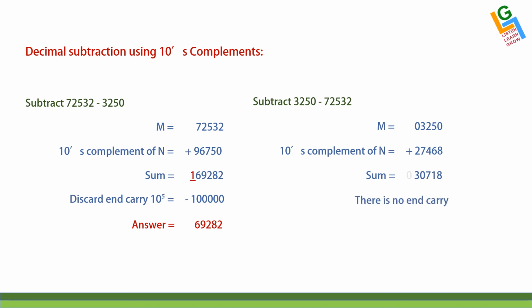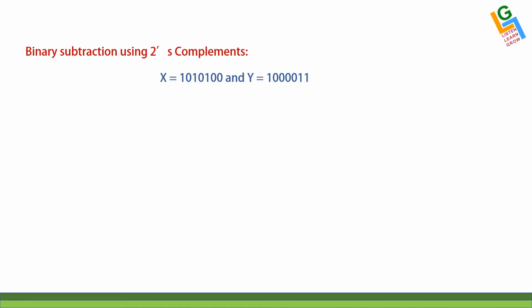Here there is no end carry. Therefore the answer is minus the tens complement of 30718 equals minus 69282. Binary subtraction using 2's complements is the same as what we saw before.